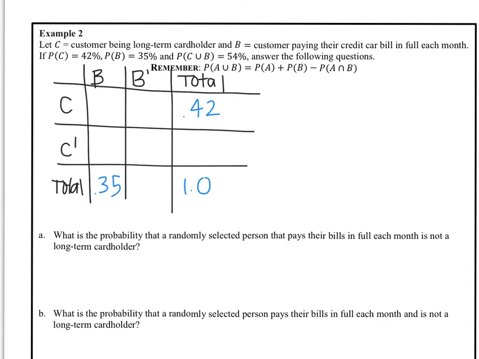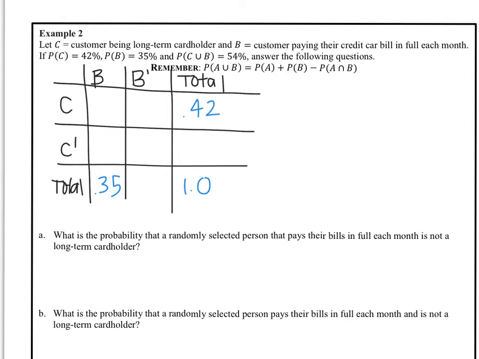Okay, so for example 2, I already set up the chart and drew it in. We've got two things happening. C is the customer being a long-term card holder, and B is the customer paying their credit card bill in full each month. So our two things were C and not C, and then B and not B. So paying their credit card bill on time and being a long-time card holder.